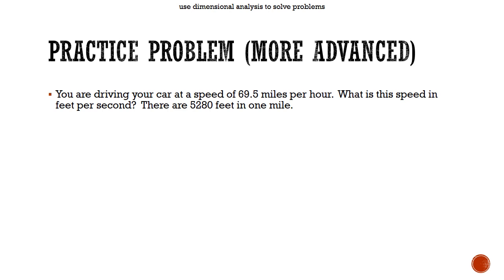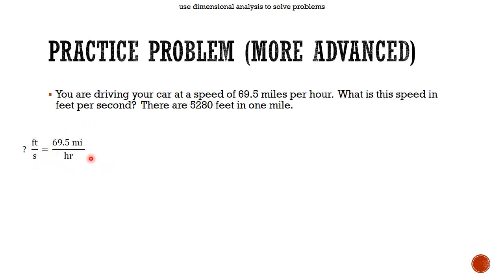So you're driving your car at a speed of 69.5 miles per hour. What is this speed in feet per second? And I remind you here there are 5,280 feet in 1 mile. The reason this one's more advanced, and we haven't seen one like this yet, is we're starting with and looking for a unit that is actually more than one unit. It's a combined unit where we're looking for feet per second. What is the speed in feet per second? So feet over seconds is what we're looking for.